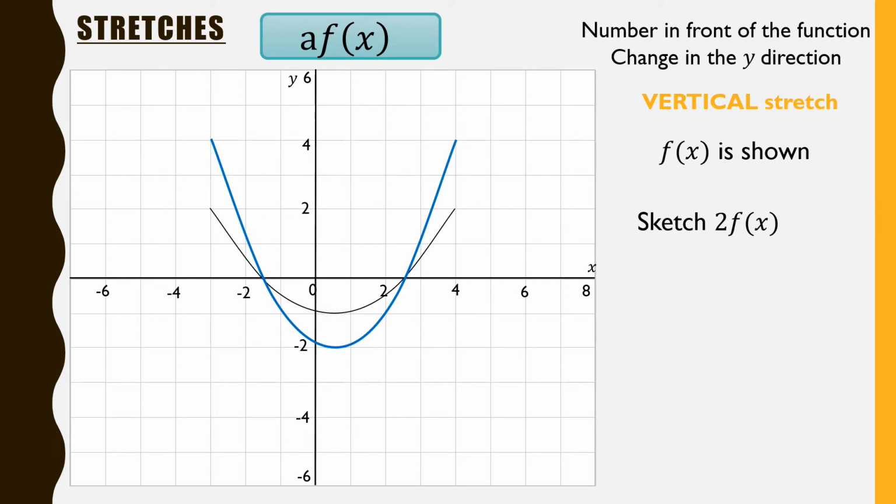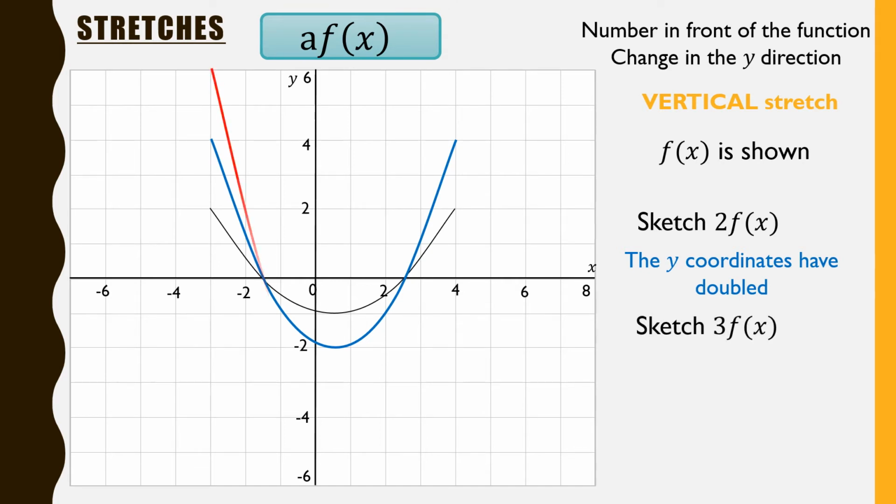And if I look at my coordinates here, if I look at the one on the y-axis, I've got 0, minus 1. Because it's 2f of x, I've then changed it to 0, minus 2. So it's been stretched in the y direction. My x-axis coordinates have not changed. They still cross the x-axis at the same point, but the graph is stretched to go down a bit longer and a bit thinner. And the y coordinates have basically doubled. So the number in front is telling you to double your y coordinate.